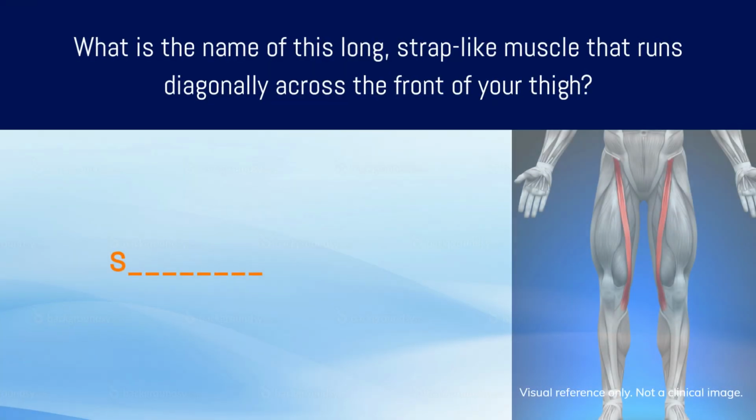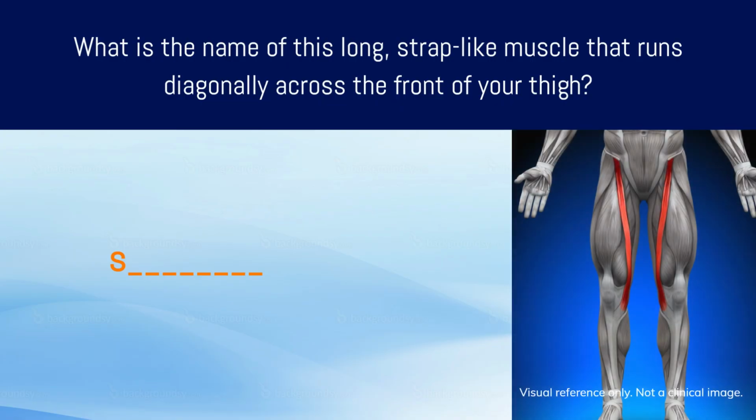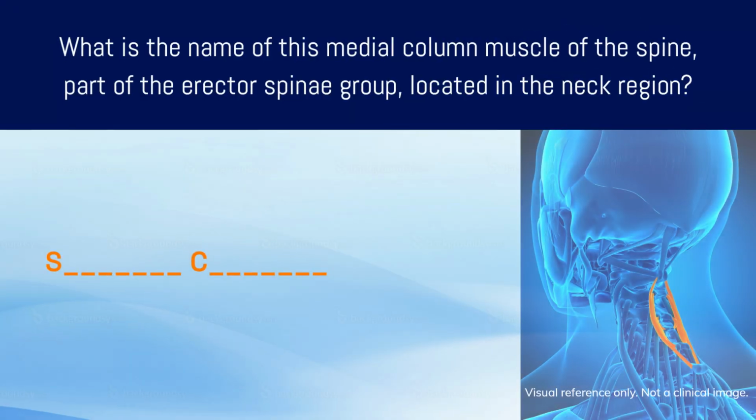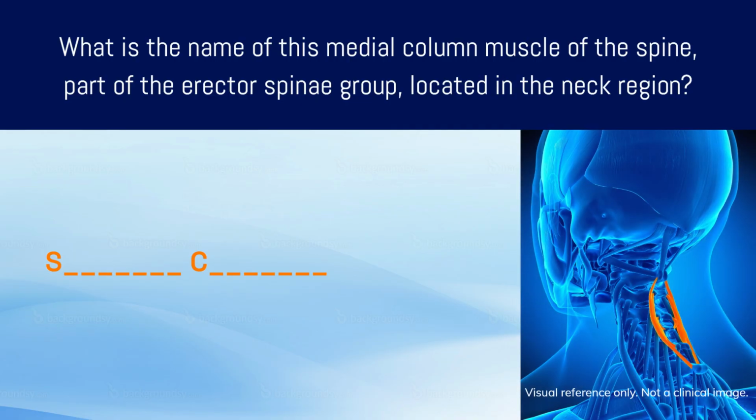What is the name of this long strap-like muscle that runs diagonally across the front of your thigh? Sartorius. What is the name of this medial column muscle of the spine, part of the erector spinae group, located in the neck region?